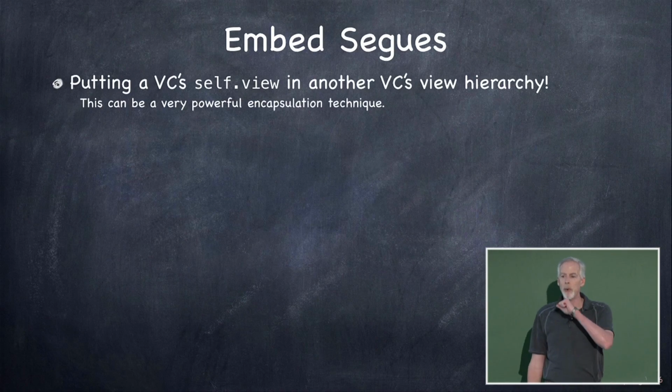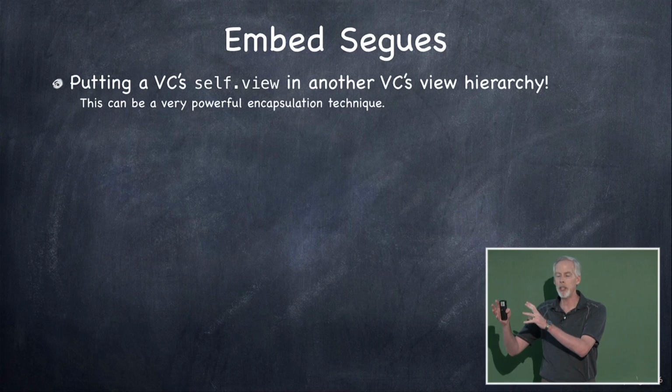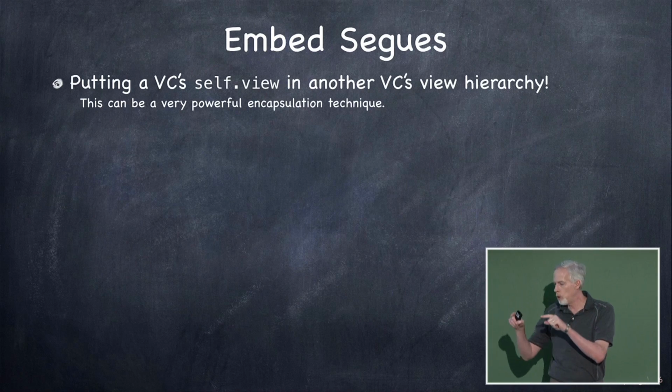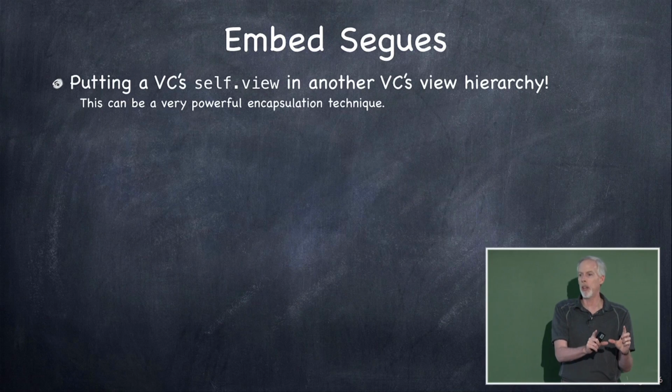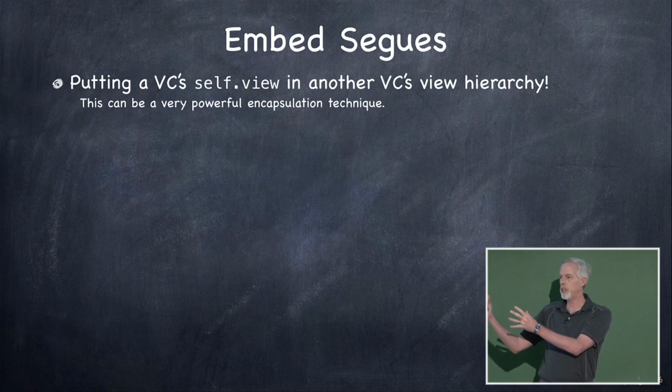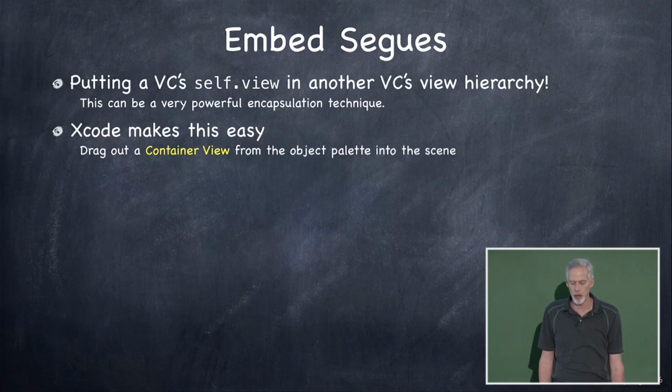The last segue I'm going to talk about is embed segues. These are really, really cool segues. Basically, you can take an MVC, take its top-level view, and put it as a view inside the view hierarchy of another MVC. It looks just like a view in another MVC, except it's completely controlled by its own MVC. That's why it's called embedded: you're embedding an MVC inside of another one.